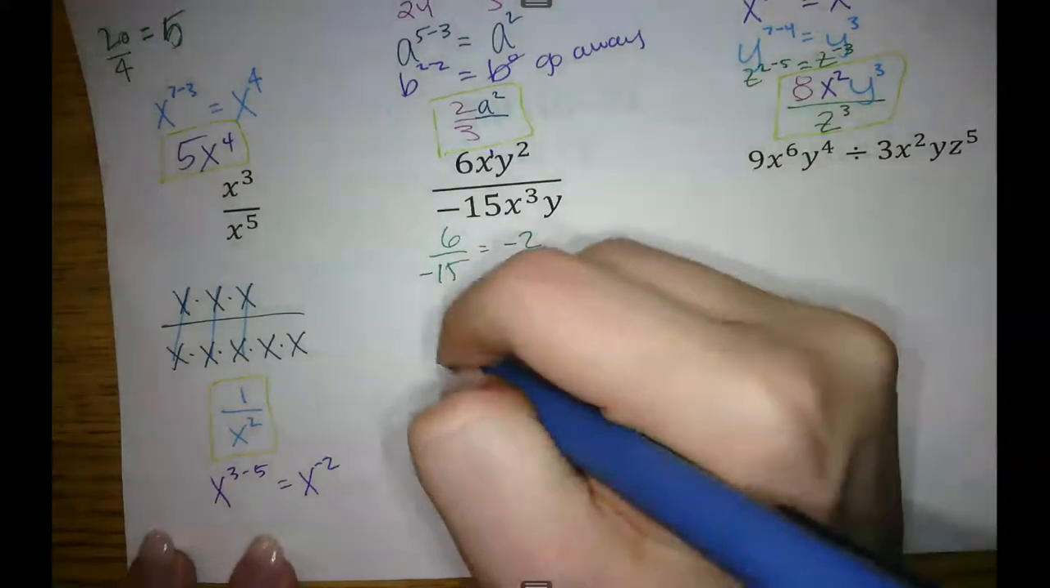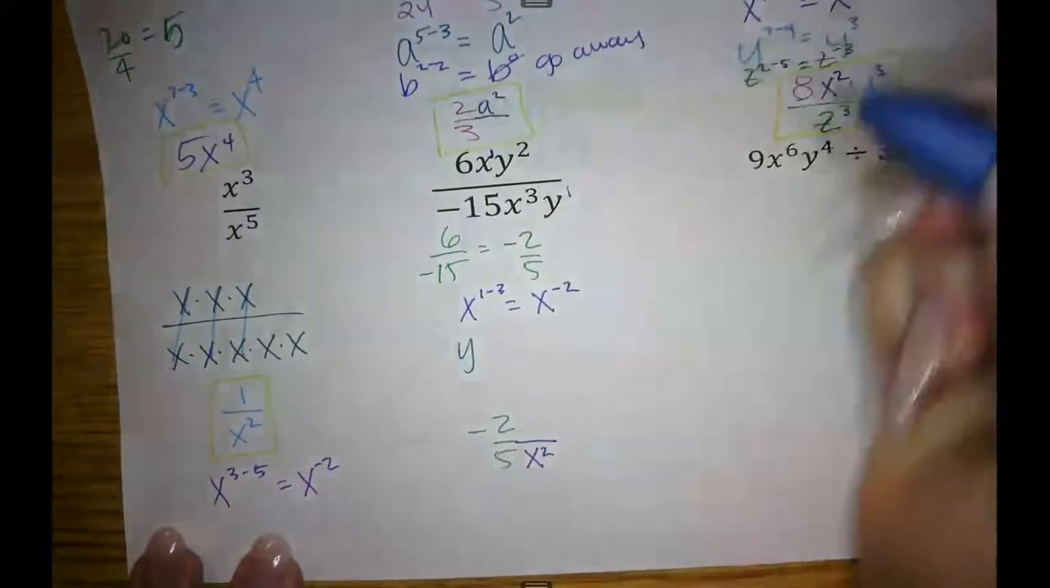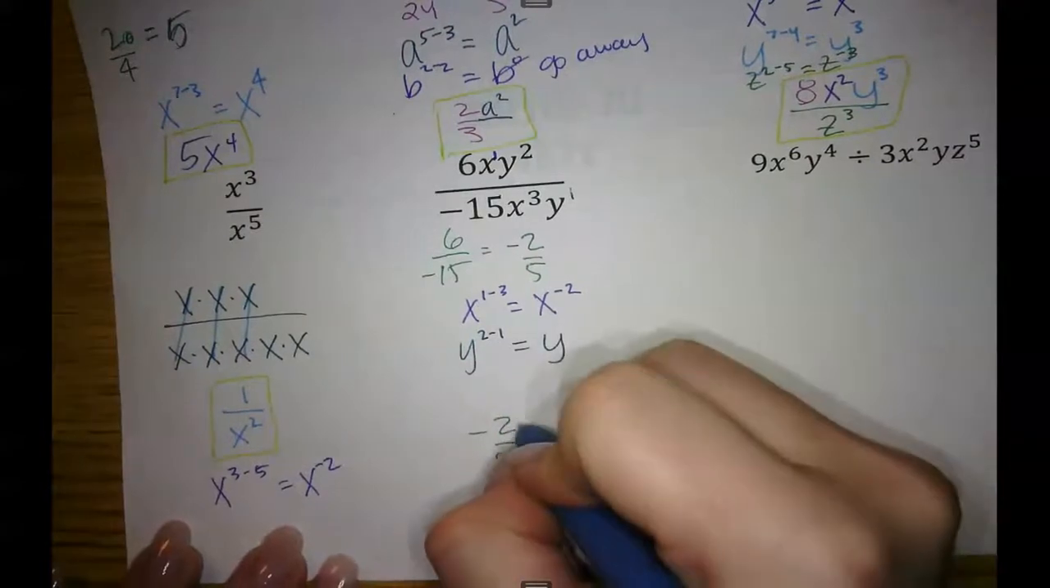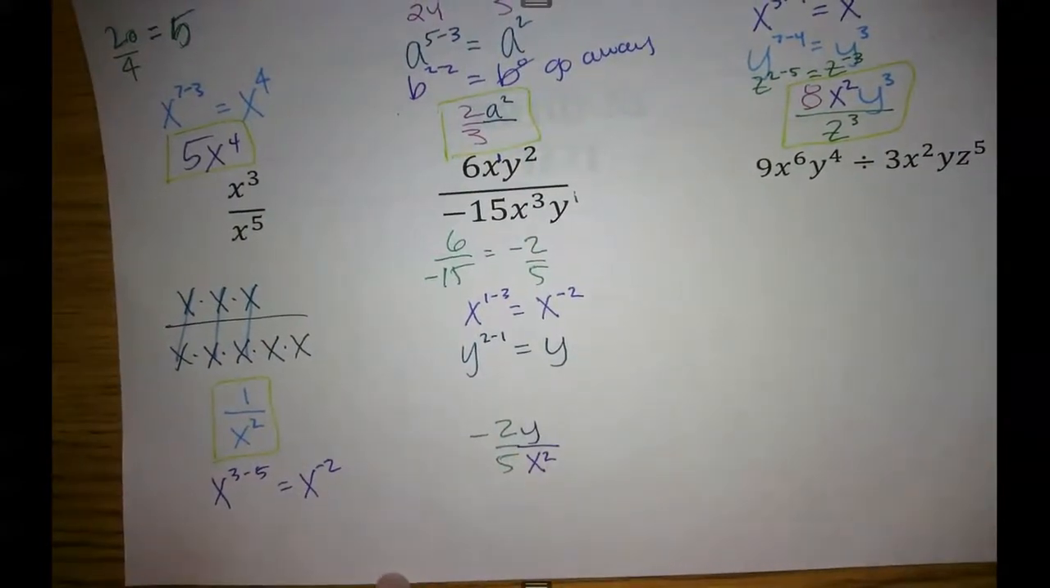And then we've got y. We got 2 on top and 1 on the bottom. So 2 minus 1 leaves me with y to the 1. So that is a positive 1. So that stays on top.